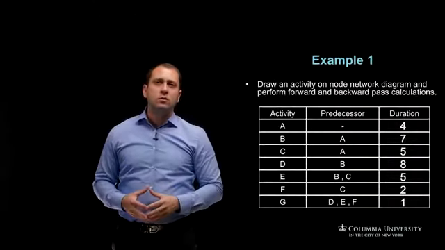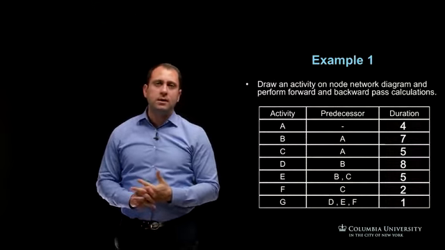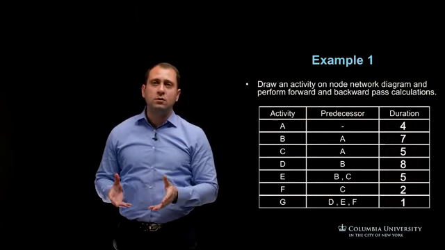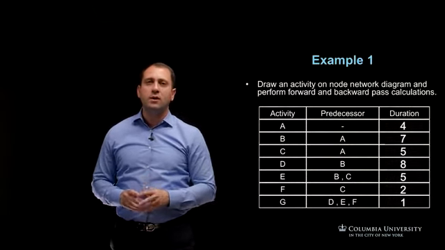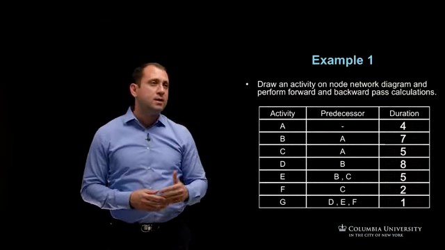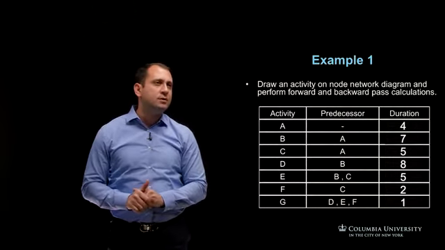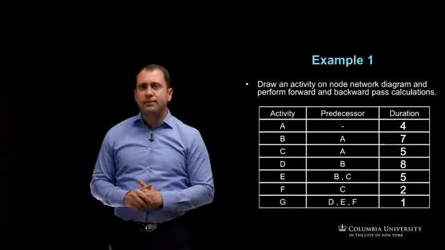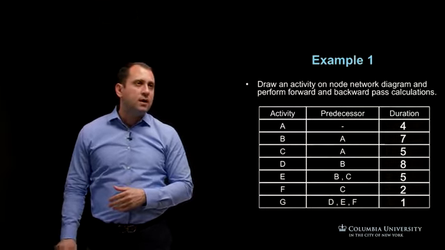So let's go through two examples in the module here, highlighting first how to draw the activity on node and to build and perform the calculations on the forward and the backward pass. So if we have here a simple project and we want to draw an activity on node and perform the CPM forward and CPM backward calculations.